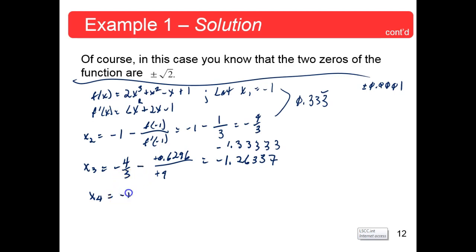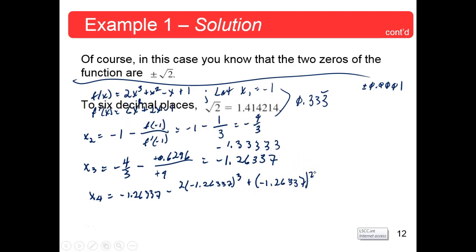So this will be a -1.26337 minus 2 times, and by the way, we're on Chapter 3, Application of Differentiation, 3.8, Newton's Method, page 230, bottom of the page, example 2. 2 times a -1.26337 cubed plus a -1.26337 squared minus a -1.26337 plus 1. That's your numerator.